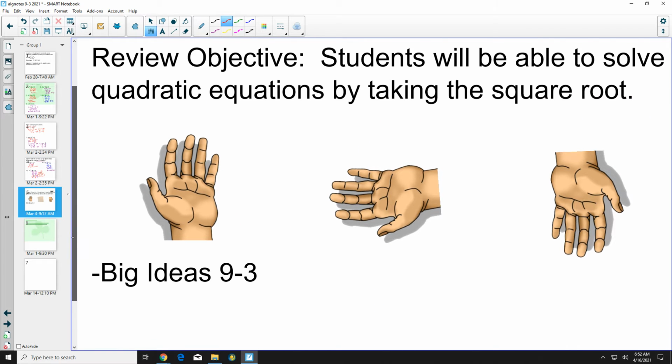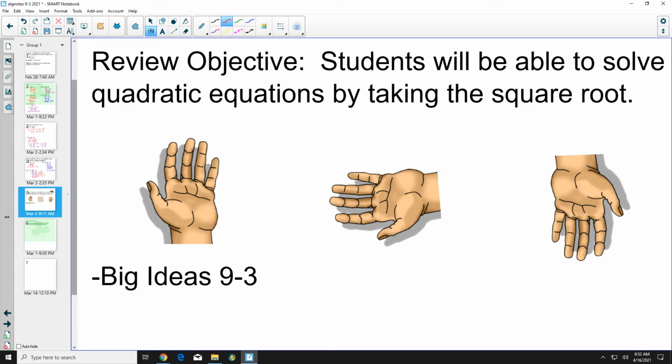All right, so how are you feeling today about solving quadratic equations using square roots?